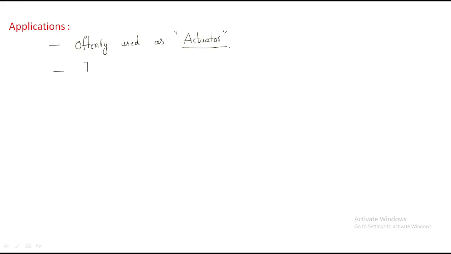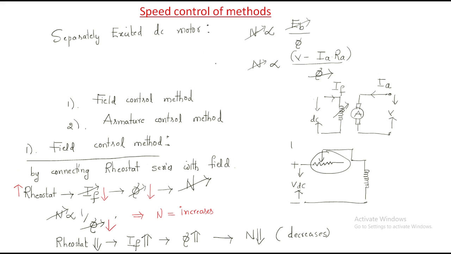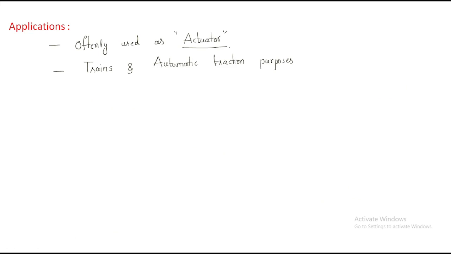Next we have another application. It is used in trains. It is useful in automatic traction purposes. These are the two applications of the separately excited DC motor. Okay, this is the complete information about the separately excited DC motor. The first topic is torque versus speed characteristics, the second is speed control method, and the third is the applications. Okay, thank you.